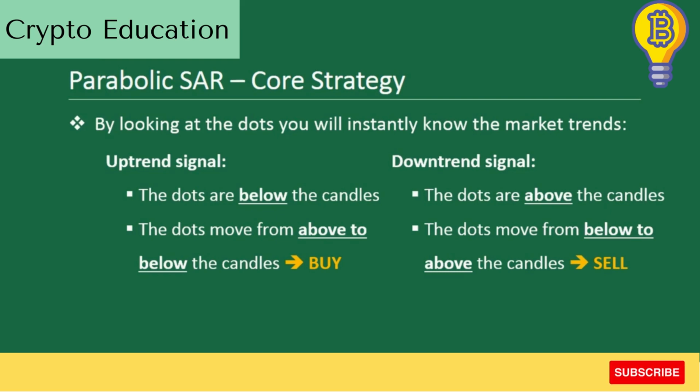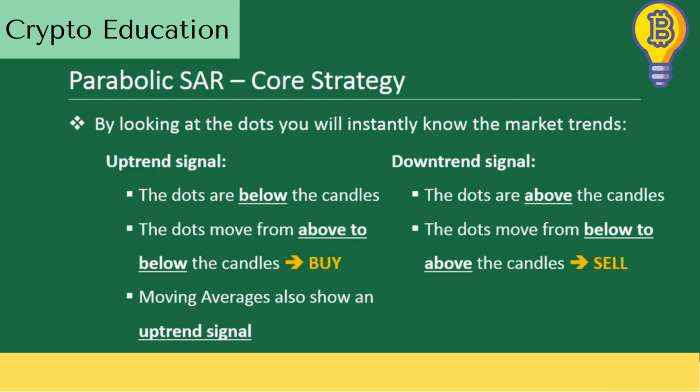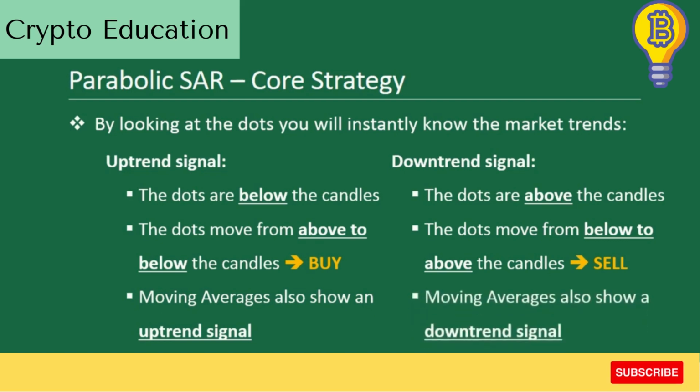Using the EMA crossover and the Parabolic SAR together will give you more confidence when analyzing the market trend. Why? Because if the EMA crossover strategy shows an uptrend signal, the Parabolic SAR should also show the same signal. So in summary, we'll buy a coin when the dots move from above to below the candles, and when the moving averages show an uptrend signal. And on the other hand, we'll consider selling our coin when the dots move from below to above the candles, and when the moving averages show a downtrend signal.